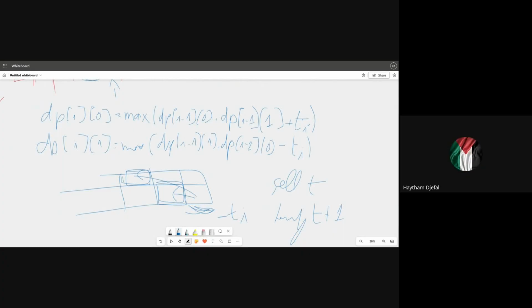But maybe you sell at day I minus 3. Yes, it is possible. The thing is, how did we define the state? It is the last transaction done. Because it doesn't matter if I have sold on day I minus 2 or minus 3 or minus 4. The most important thing is that the last transaction has been done before day I minus 1. Okay? Does this make sense? Yes. Any question, guys?